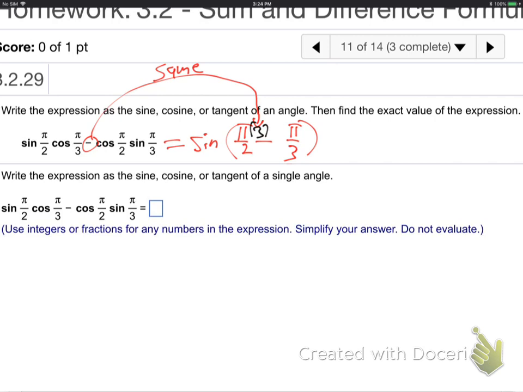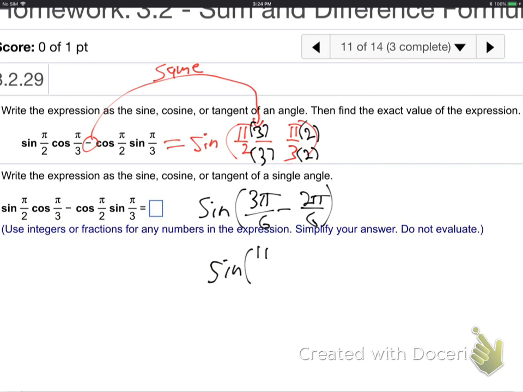How do you subtract two fractions? Common denominator. Top and bottom by 3, top and bottom by 2. So that's the sine of 3 pi over 6 minus 2 pi over 6. That's the sine of 1 pi over 6. Go to the unit circle. It's a half. Done. Good?